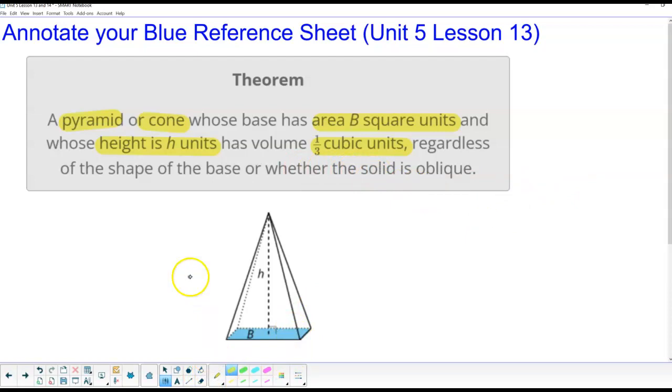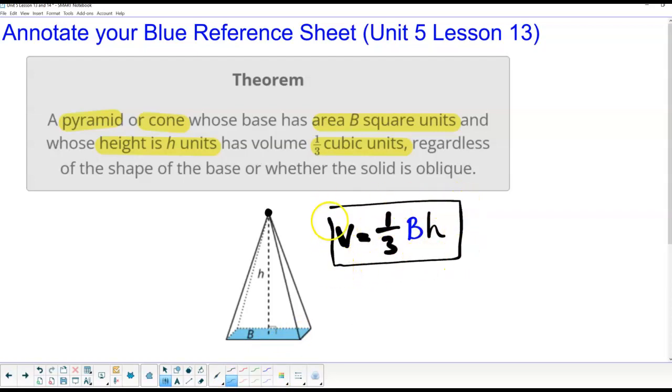I might add one extra piece to this. Volume of any pyramid or cone, anything that comes to a point with an apex, is 1/3 the area of the base times the height. And that's our volume formula for a pyramid or a cone.